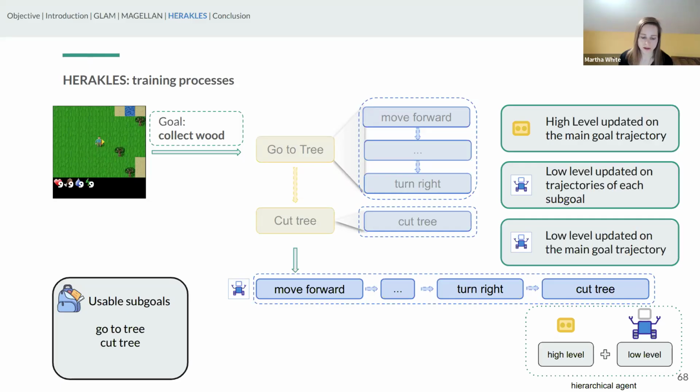Okay, got it. And so I guess you used a standard goal-conditioned algorithm.